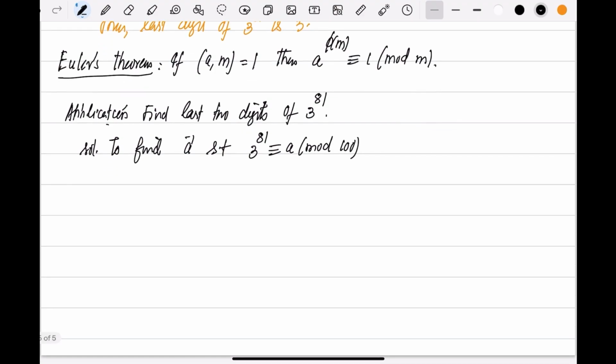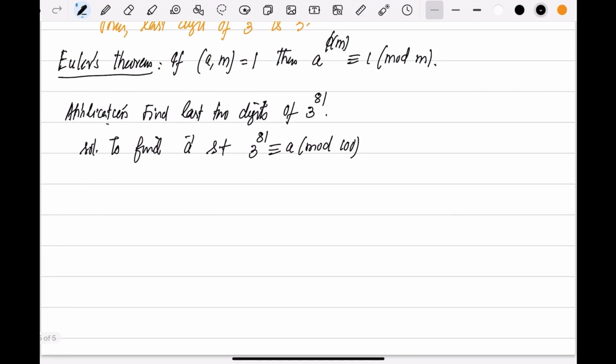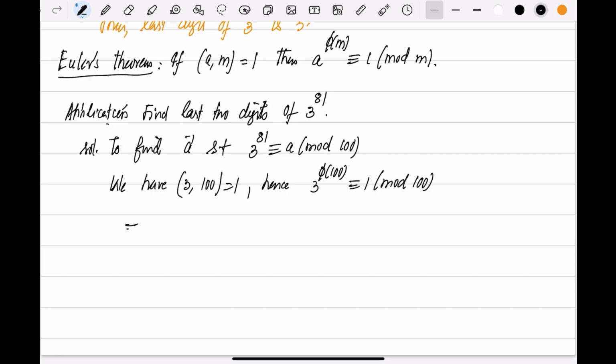Since we have to find two digits, we divide the number by 100, and dividing by 100 means the remainder will be the last two digits. So what do we have now? We have now this a. Now let's compare this m and a. So we have a is equal to 3 and m is equal to 100 in this equation. So this is equal to 1. Hence, by Euler's theorem, this 3 power phi of 100 will be congruent to 1 modulo 100.